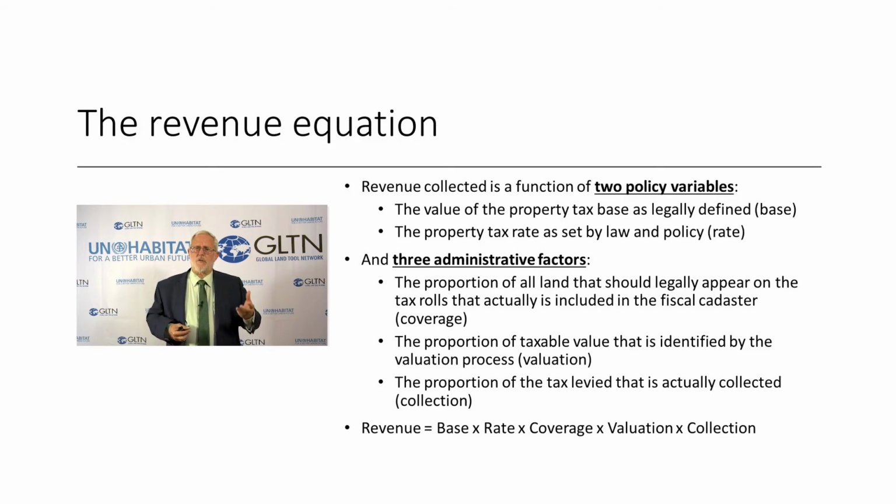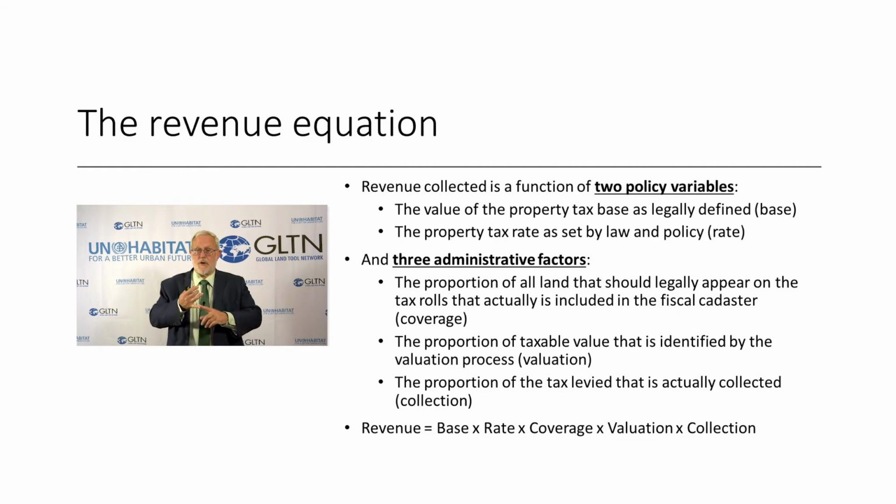The first is what we call the coverage. That's the proportion of all the land that should legally appear on the tax rolls that actually does appear on the tax rolls of the fiscal cadastre. The second administrative factor is valuation. What proportion of the taxable value that's identified in law is actually identified in practice? And the third issue is the proportion of the tax that is levied that is actually collected, because we often see collections are not 100%.